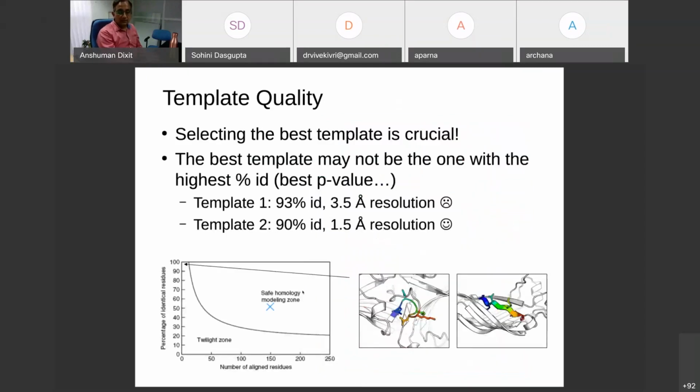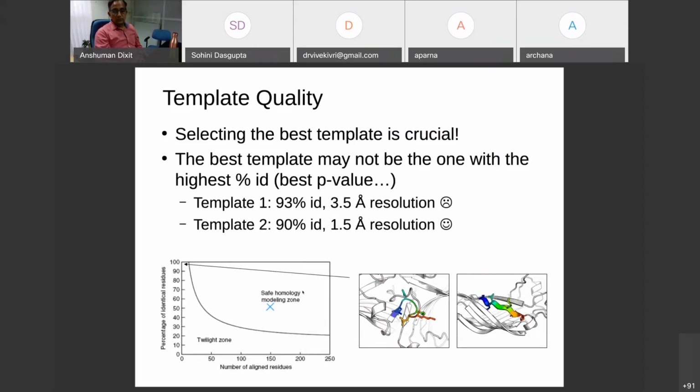So as I said, sequence identity is very important. However, template quality also matters, because the sequence is going to be modeled on the template. So the quality of the template obviously becomes very important. You have to select the best template, and this is a crucial choice.